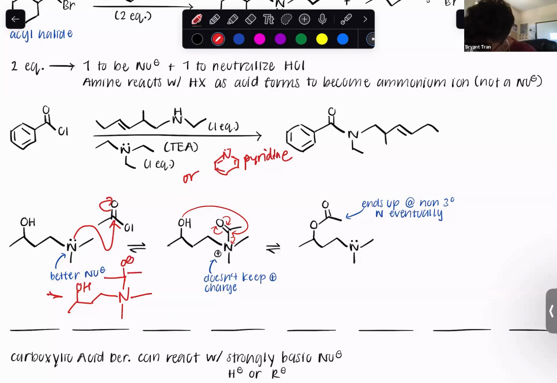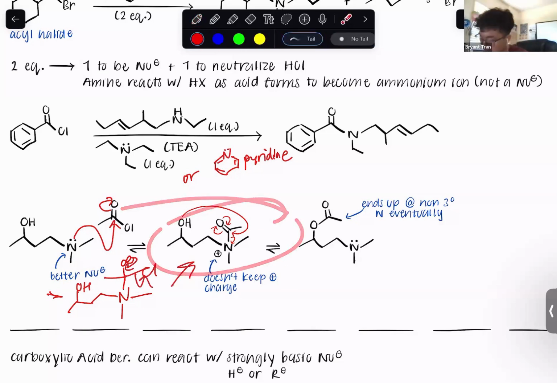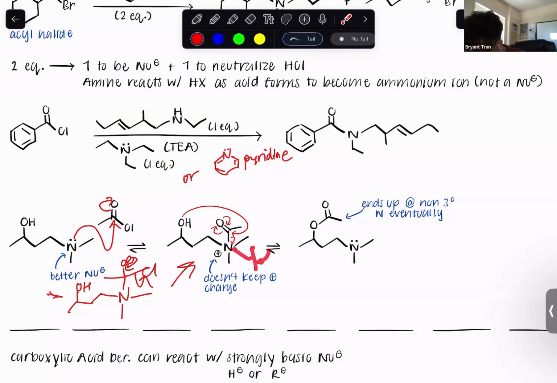And then from here, once we get that tetrahedral intermediate, we're going to reform the carbonyl, kick out the good leaving group chlorine to get this here. But this nitrogen here cannot be deprotonated or neutralized because it has a full positive charge and it has no protons. It has no hydrogens attached to it. So this is unstable, right?